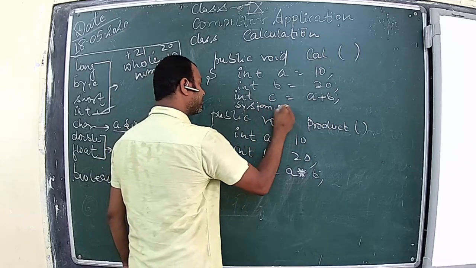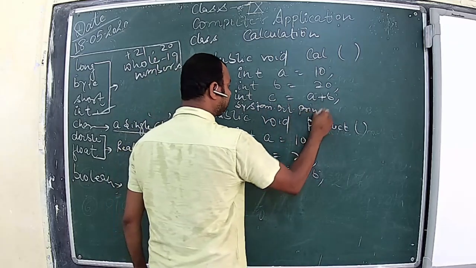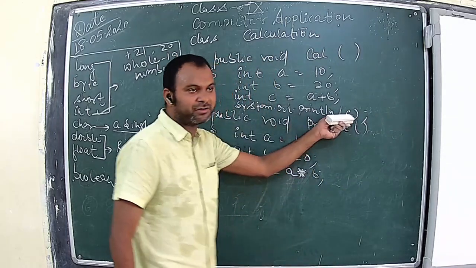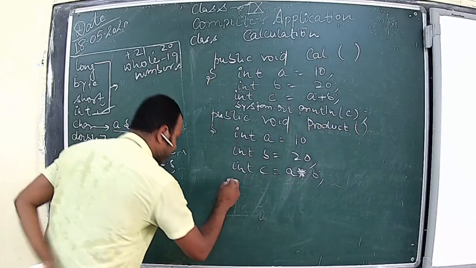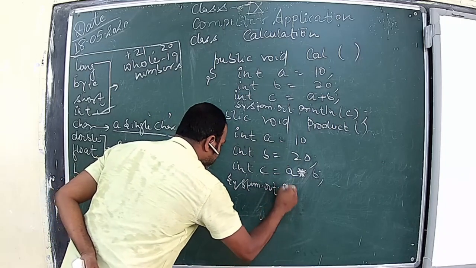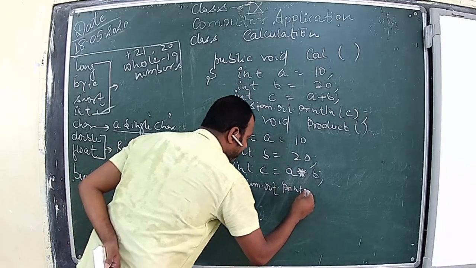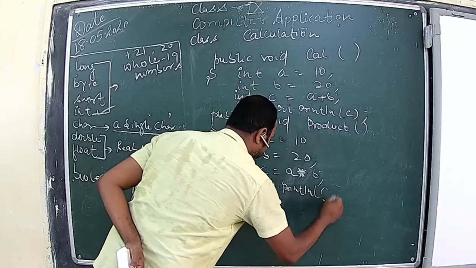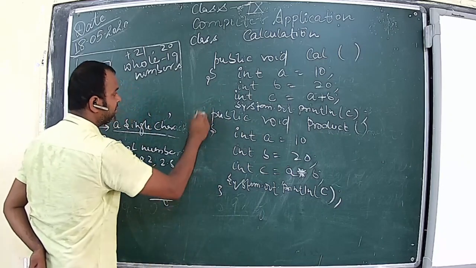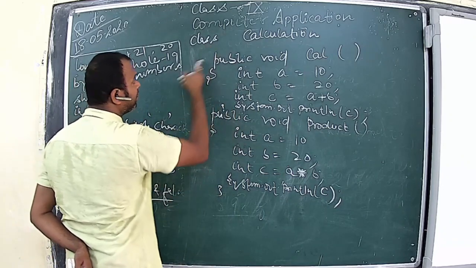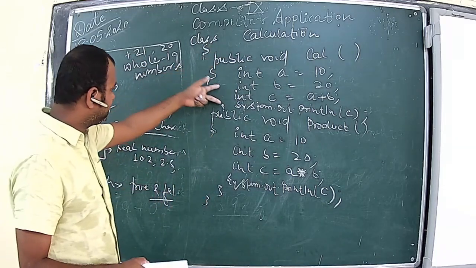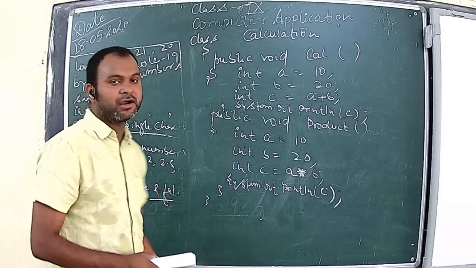System.out.println. See, as I told you how to print the variables here, values here, and then here also System.out.println of C. The method is closed, this method is closed here, and then your class will be closed. See, this method is closed, this method is closed, and then the class is closed.